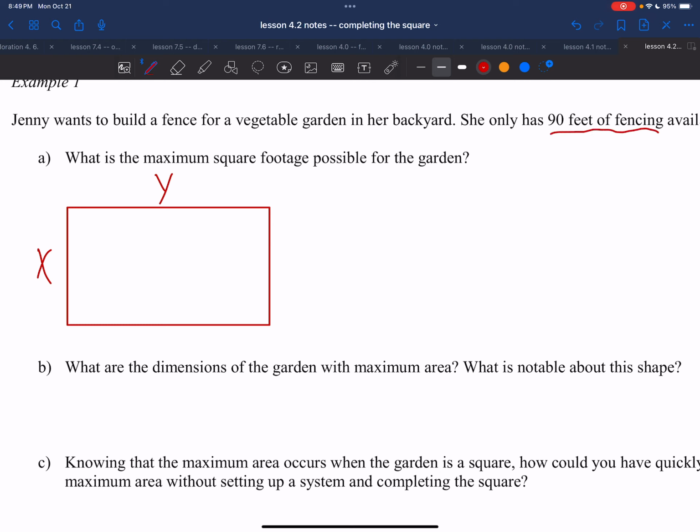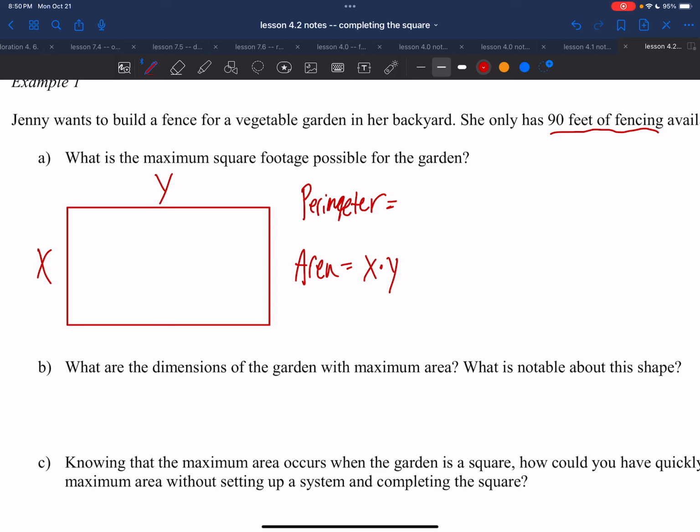It says that Jenny has 90 feet of fencing available. This is a rectangle, and there are really only two things I could figure out about it: I could know its perimeter, or I could ask what its area is. The question asks for maximum square footage, which is referring to area. Area is just length times width, X times Y. That's easy enough.